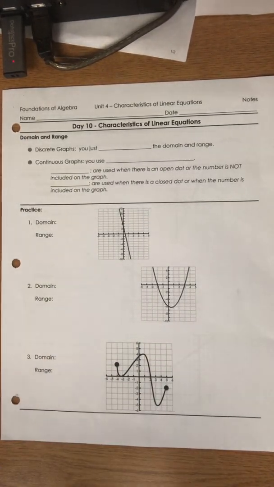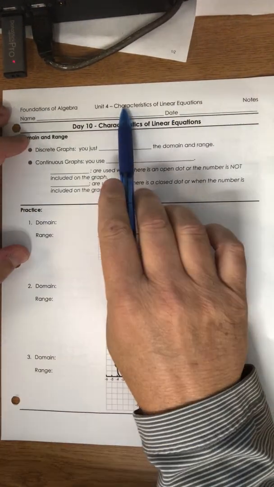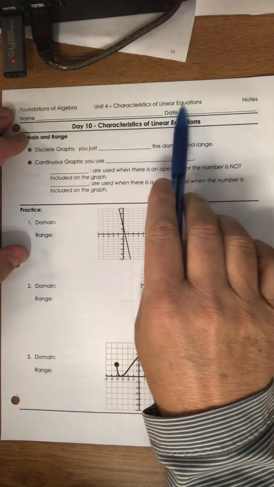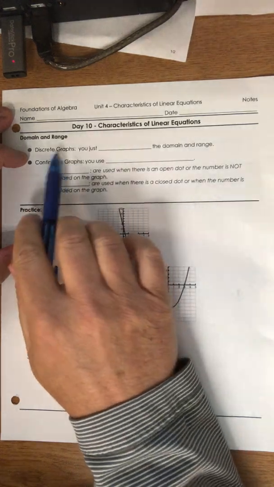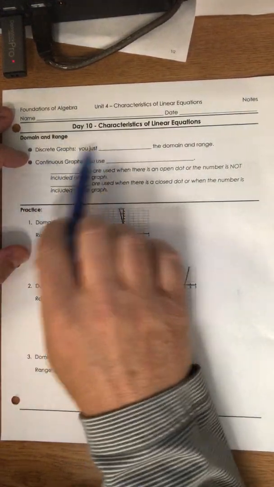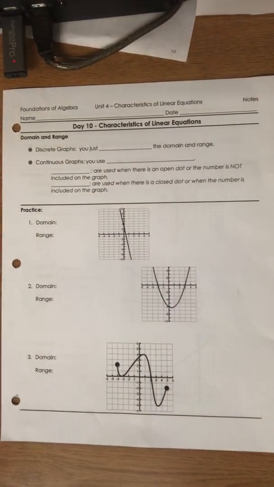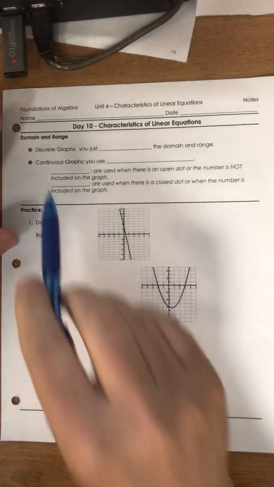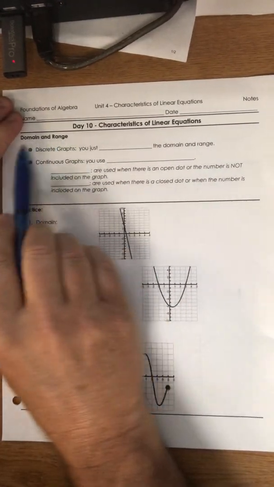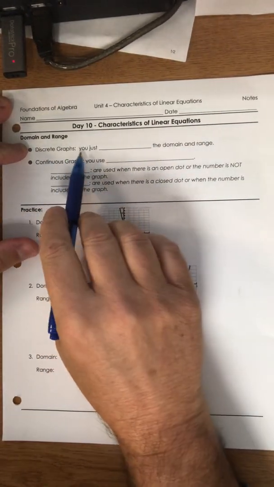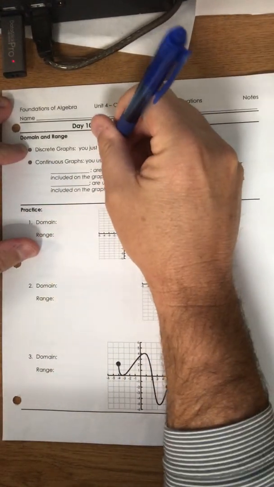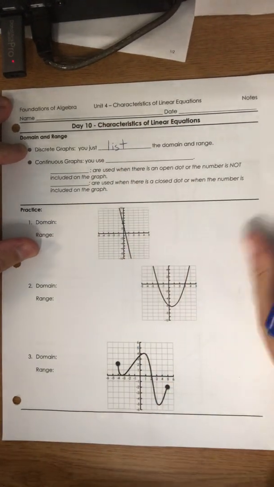All right, here are our notes for the worksheet that's labeled characteristics of linear equations. We're going to talk about two different graphs. We're just going to touch base on these. We're not going to spend a whole lot of time talking about the difference between discrete graphs and continuous graphs. What we're really going to talk about are domain and range. So discrete graphs, you just simply list the domain and range.